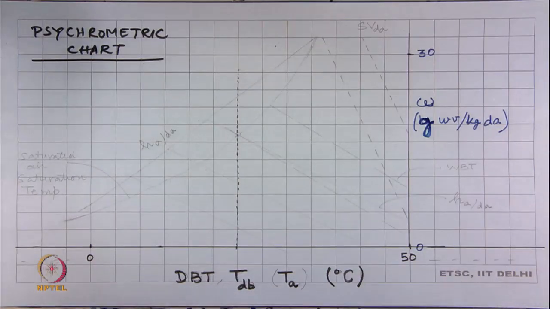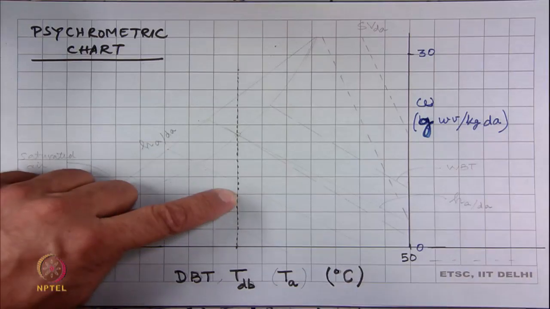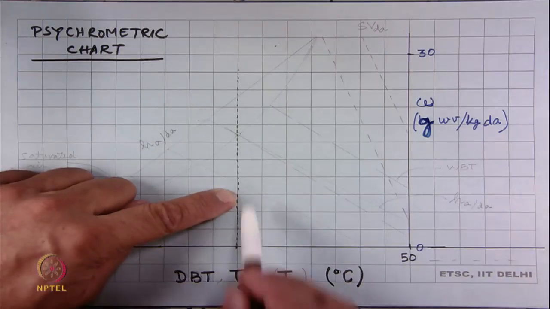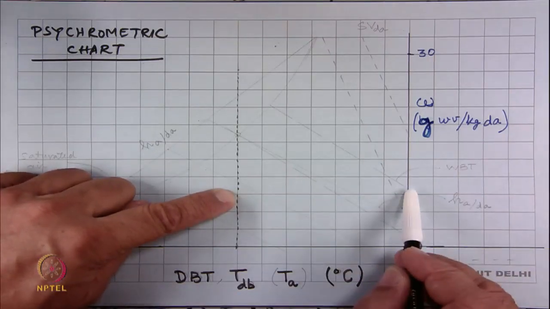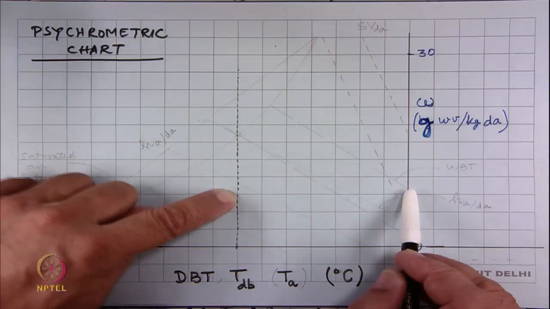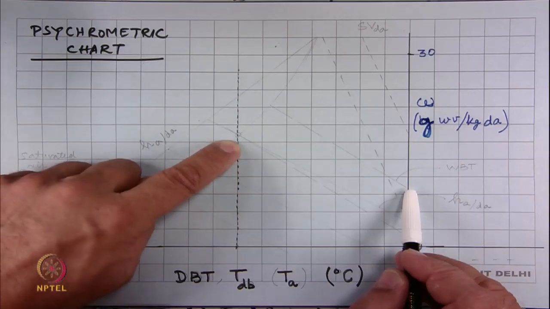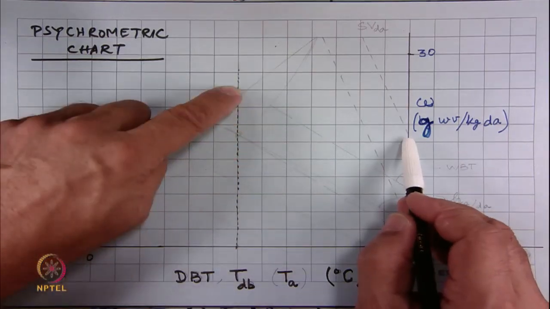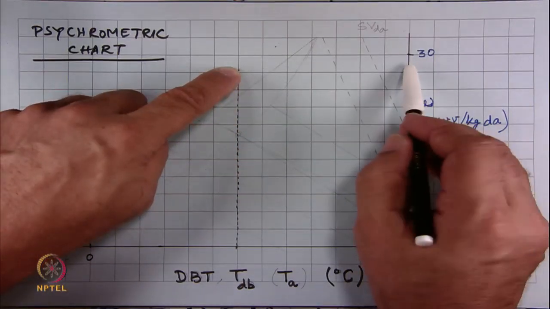So, what is telling is that if I pick up a point on this line, it means that the dry bulb temperature is this much and this much is the moisture content. So, the question is, if we keep going up, for here I get this value, for here we get this value, for here we will get this value.